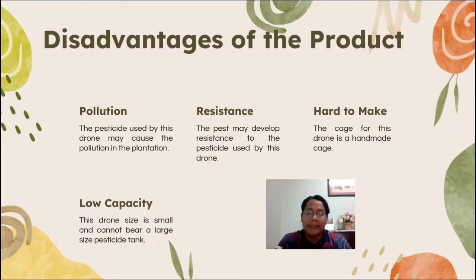The next one is resistance. The pests may develop resistance to the pesticide used by this drone. This is because it is using a broad spectrum pesticide to control the pests in this oil palm plantation.